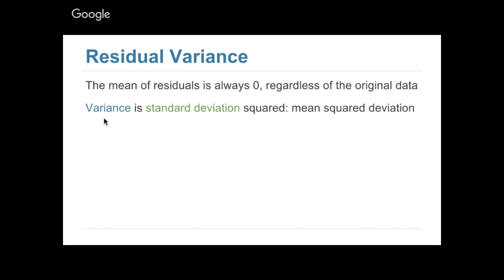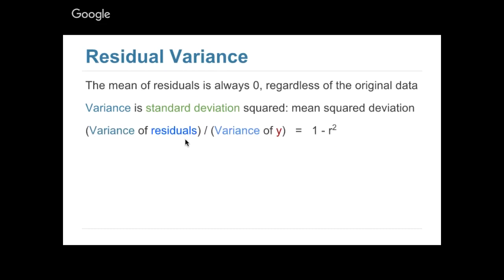You should remember that the mean of my residuals is always 0. It doesn't matter what my original data looked like. If I find that regression line, not only is it the line where I do the XY product thing, not only is it the line that minimizes the mean squared error, but it is also the line that gives me residuals that sum to 0. Okay.